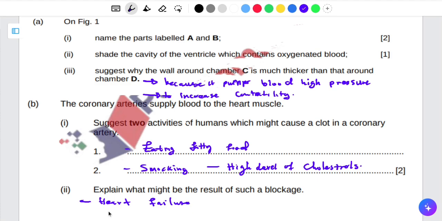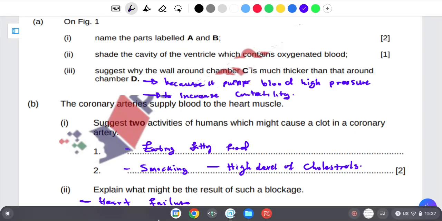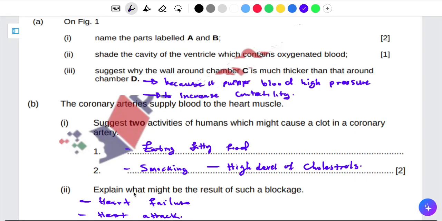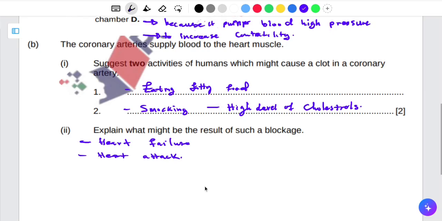Apart from heart failure, there will be a heart attack. Then apart from heart attack, the rhythm of the heart, the way the heart conducts, is going to be different. Apart from that, let's see the next questions.